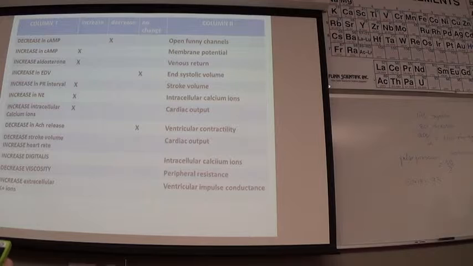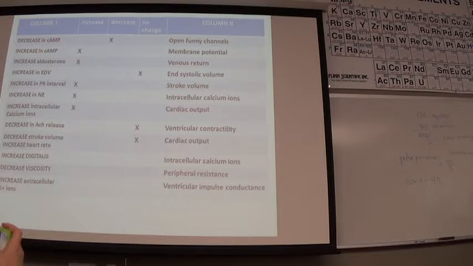A decrease in stroke volume and an increase in heart rate, no change, if it's the same. An increase in digitalis, the calcium ions. So we give digitalis to people that have congestive heart failure. For congestive heart failure, we need to increase the force of their contraction. It's going to increase.